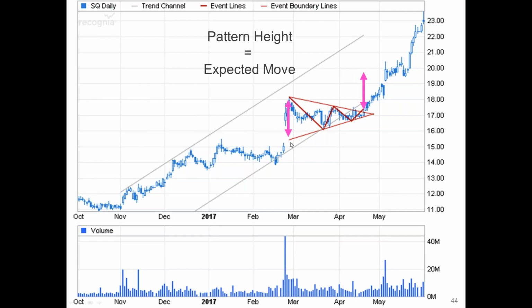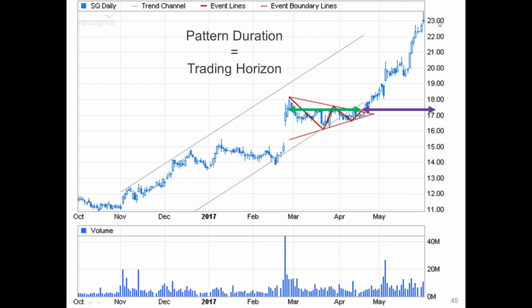So here, we can actually derive what's called the expected move, or the target price, by measuring the pattern height. What technical traders will do is measure the height of the pattern from, in this case, the broadest end of the triangle, and add that amount of price to the confirmation price. That should tell us about how much we expect the price to move. So this pattern suggests the price should move to around $20. In fact, we did hit that, and went much, much more than that. So this pattern worked out extremely well.